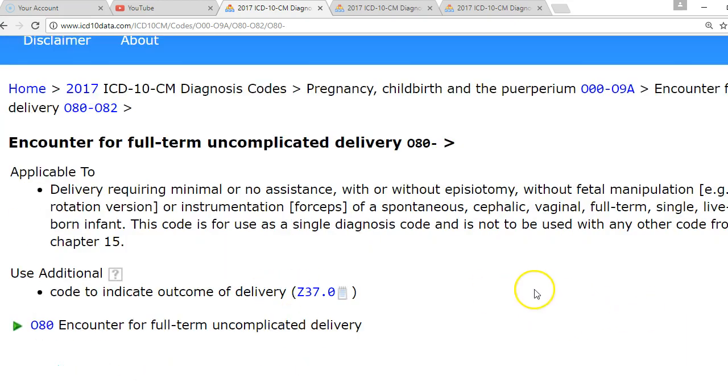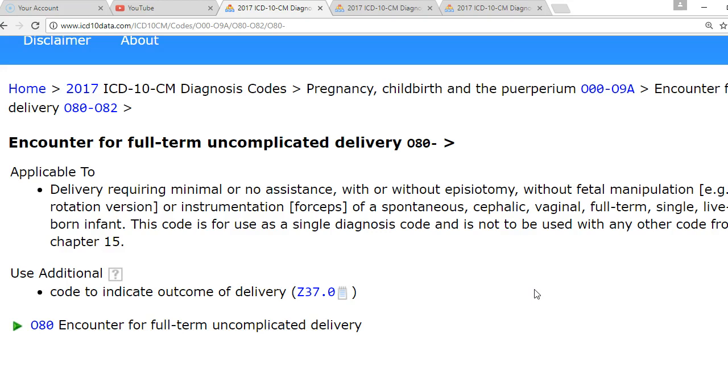Now, this is very important. This is applicable to delivery requiring minimal or no assistance. So it's a vaginal delivery with or without episiotomy. That is where they will slice the perineum to help the baby come out. Without fetal manipulation, so no rotation, version, or instrumentation, forceps.